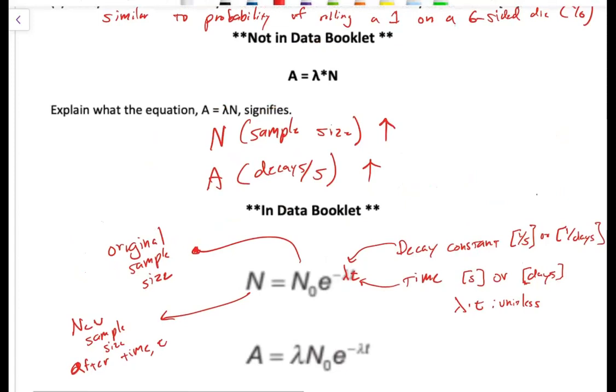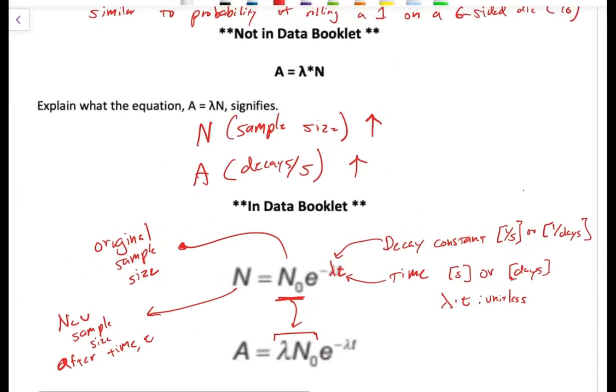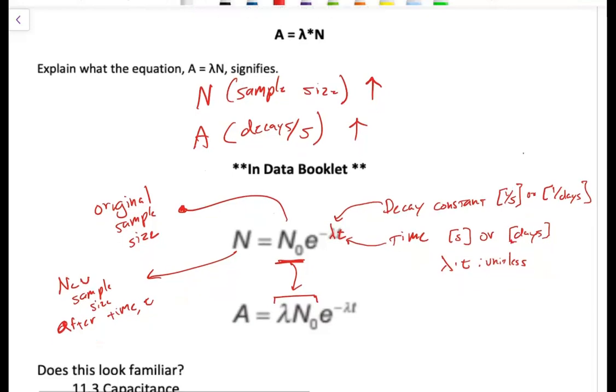Again, seeing that A is equal to lambda N, so you see this N naught, and that becomes lambda N naught. So this is the same equation. We're just plugging that in, but this is where we can identify that equation that's not in our data booklet. It's important, though, because you're going to see graphs of nuclei. You're also going to see graphs of activity. It's the same equation, just recognizing that the initial amount is either the original sample size, or if we're seeing activity, you might have to use the decay constant.